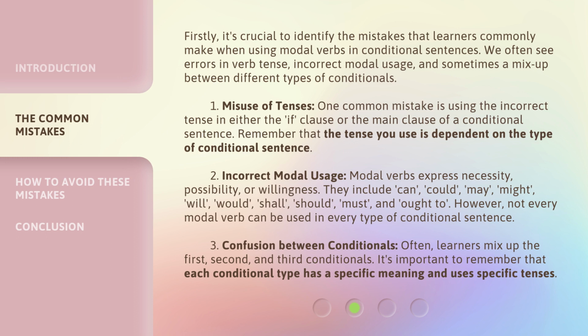2. Incorrect modal usage. Modal verbs express necessity, possibility, or willingness. They include can, could, may, might, will, would, shall, should, must, and ought to. However, not every modal verb can be used in every type of conditional sentence. 3. Confusion between conditionals. Often, learners mix up the first, second, and third conditionals. It's important to remember that each conditional type has a specific meaning and uses specific tenses.